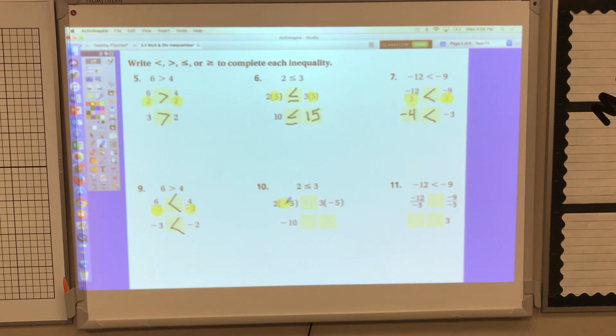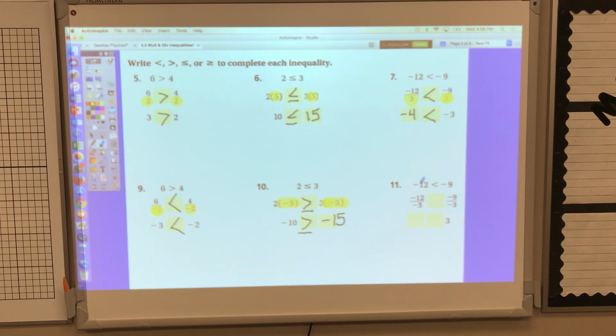So I started with 2 is less than or equal to 3. I'm multiplying both sides this time by a negative 5. When I solve that, 2 times negative 5 is negative 10. 3 times negative 5 is negative 15. This time, negative 10 is greater than negative 15, and it was or equal to before, so it still remains or equal to. But it's flipped directions because we are multiplying it by the opposite of 5. That negative 5 makes that sign switch directions.